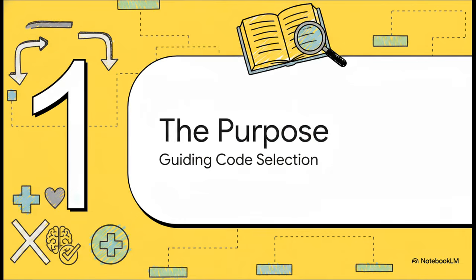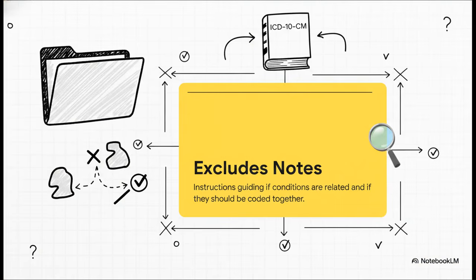Kicking things off with Section 1, the purpose, which is all about guiding your code selection. As coders, we're constantly making decisions. Think of excludes notes as kind of like your ultimate traffic cops within the ICD-10-CM. They are explicit instructions there to direct you on which conditions should absolutely not be coded together, or, depending on the situation, when they actually can be. They really help you figure out if two conditions are related to each other or if they are just completely unrelated. Ultimately, their whole purpose is to steer your code selection so the clinical picture you're painting is incredibly accurate.